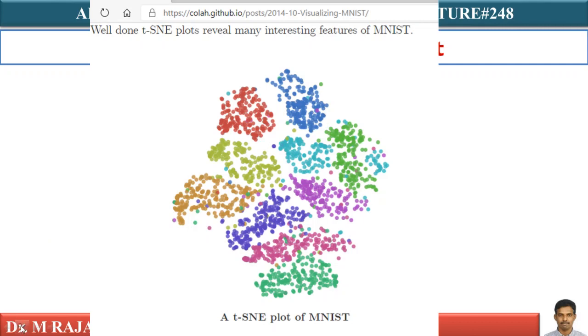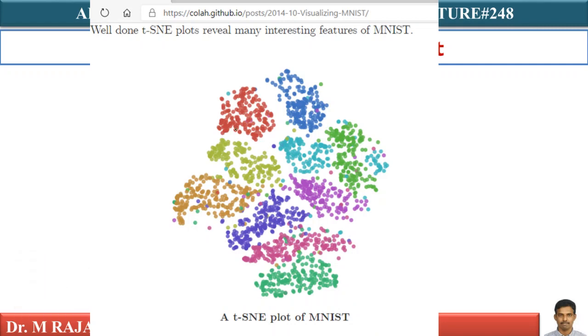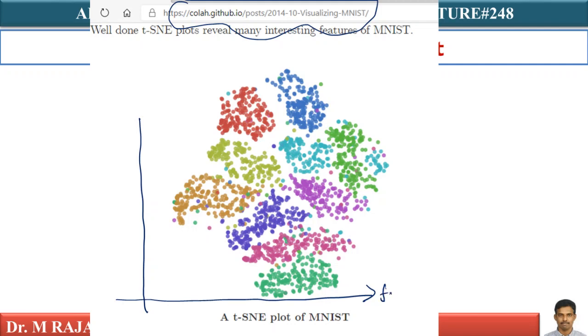I will explain the SNE plot of MNIST. We will try to understand SNE on the MNIST dataset. I am referring to this famous blog, colah.github.io/posts/2014-10-Visualizing-MNIST. First, let me discuss the SNE plot of MNIST in this PowerPoint slide. Then I will go to this particular blog and explain what's happening. I have 2 dimensions. Let me say this dimension is f1 dash and this dimension is f2 dash.